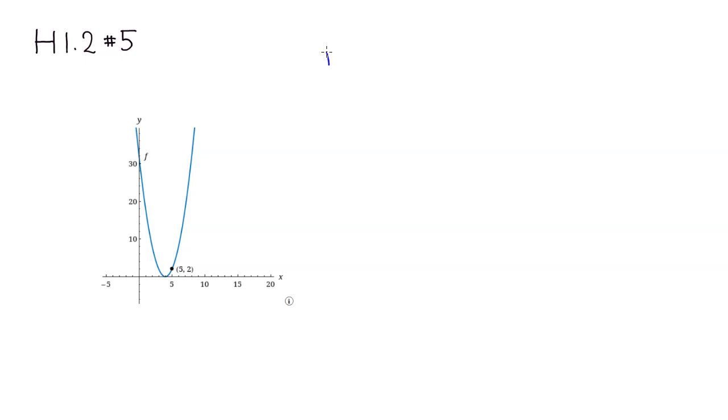We know that the vertex is this point right there, so I'm going to call it (h, k). That is equal to h is 4 and k is 0. Then you have another point, (5, 2), so I'm going to just put the (5, 2) there.